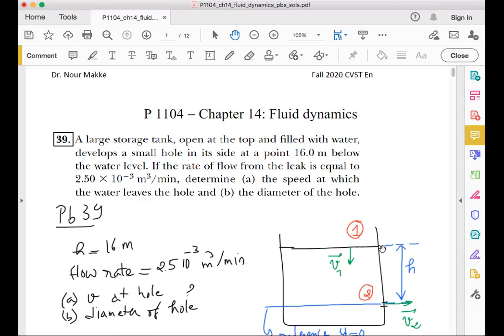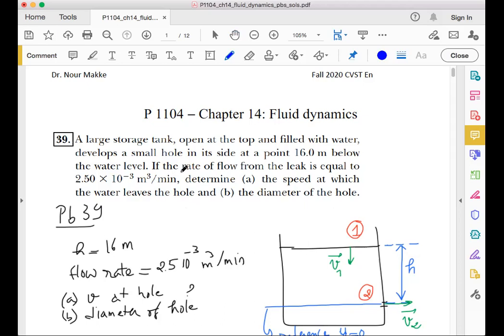The problem states that we have a hole which developed on one side of this tank, over here, and this hole is 16 meters below the surface of the water. So here is the level of the water inside the tank, and this hole is below by h, where h is equal to 16 meters. Now, if the rate of flow from the leak is equal to 2.5 × 10^-3 cubic meter per minute, determine the speed at which the water leaves the hole and the diameter of the hole.